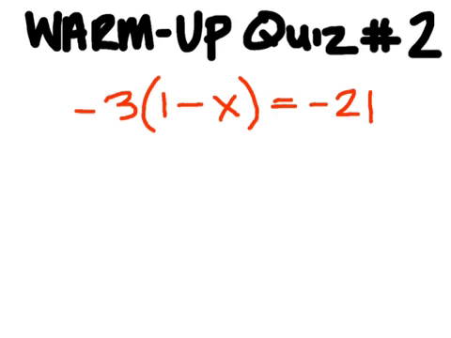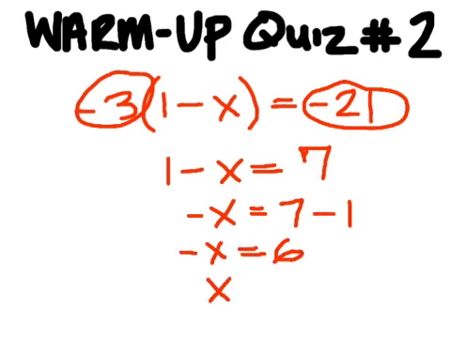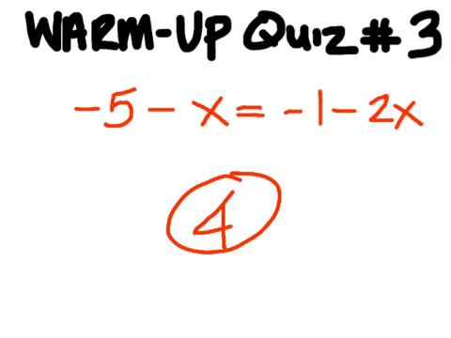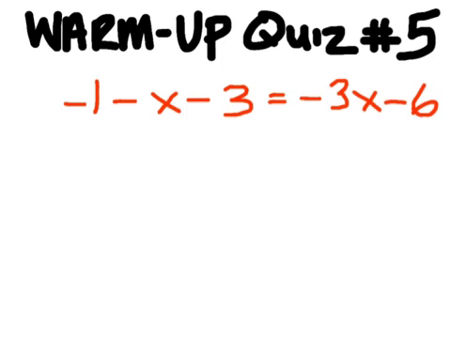Number 2. Solution should be 1 minus x equals 7. That's division from here to there. And then negative x equals 7 minus 1, which is a 6, but you have to divide by negative 1. Number 3. Answer is 4. Everybody had that right. Number 4. Answer is 2. Everybody had that. Last one.